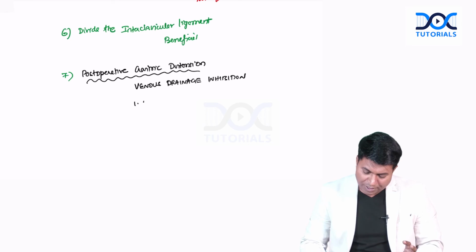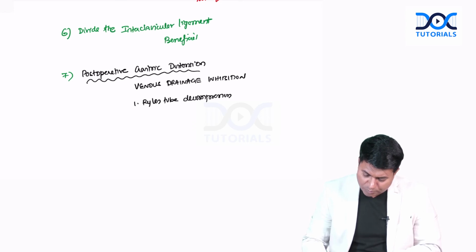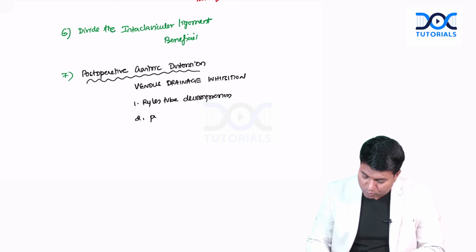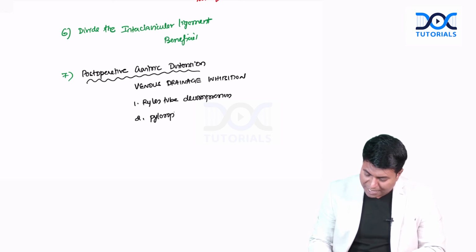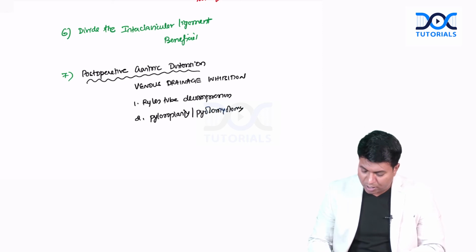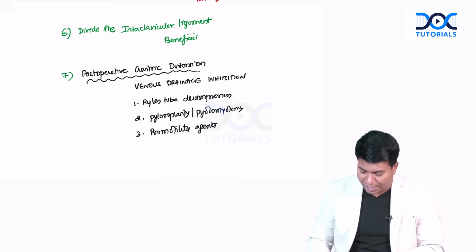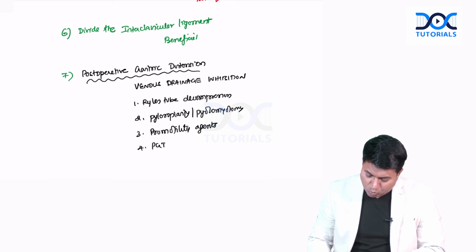What are the things I will do? Ryle's tube decompression will be done by me. Very important thing. So to avoid this, I will do Ryle's tube decompression. Some people always do pyloromyotomy or pyloroplasty, that is going to decompress the stomach. Pyloroplasty or myotomy is going to have some benefit. Or we should use pro-motility agents. Pro-motility agents are given, and number 4, we can give a prostaglandin E1 analog. That is also having some benefit.